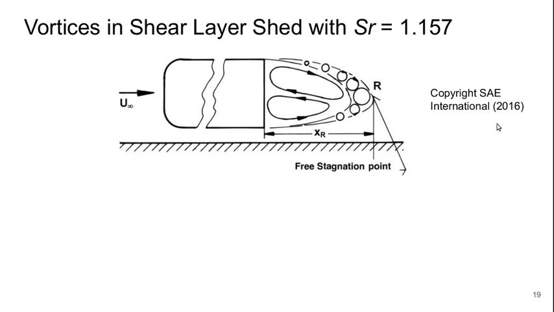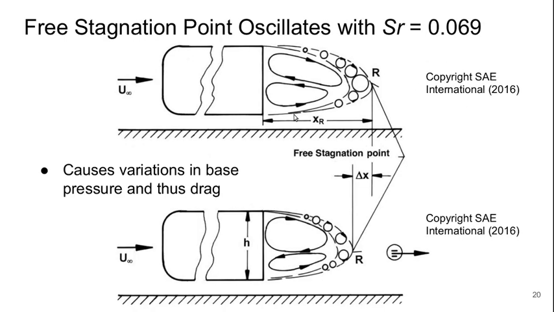So here's an example of what this looks like. We've got a body that has a blunt back and a huge separation back here, and the vortices in the shear layer are going to have some Strouhal number associated with them. This is shown here as 1.157. But the location of this free stagnation point will move back and forth with a Strouhal number of 0.069. And that movement changes the base pressure and basically means that you're going to get a cyclical variation in base pressure and therefore of drag with the frequency associated with the Strouhal number.